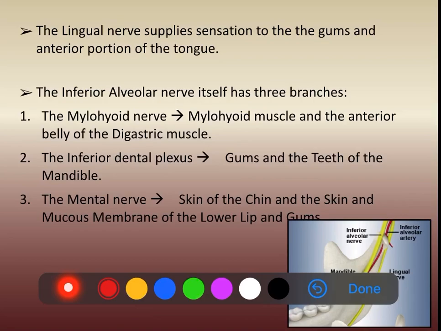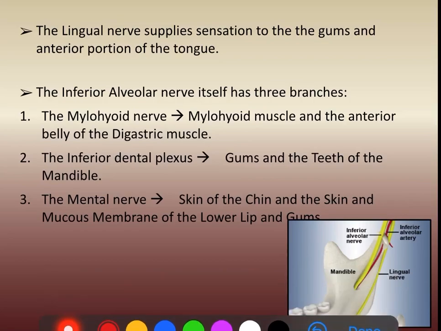Okay. Next, the inferior dental plexus supplies the gums and the teeth of the mandible, whereas the mental nerve is for the skin of the chin and the skin and mucous membrane of the lower lip and the gum. So, all these innervations you have to write so that it increases your answer.